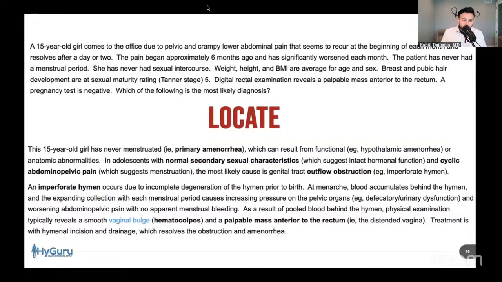So let's understand the next part. We've gone through open. Now L, locate, the lead-in. The focal point of this question: what is the likely diagnosis? So they wrote this question so that you can really recognize the diagnosis of imperforate hymen. That's the locate part. Locate is the lead-in. That's the focal point of assessment.